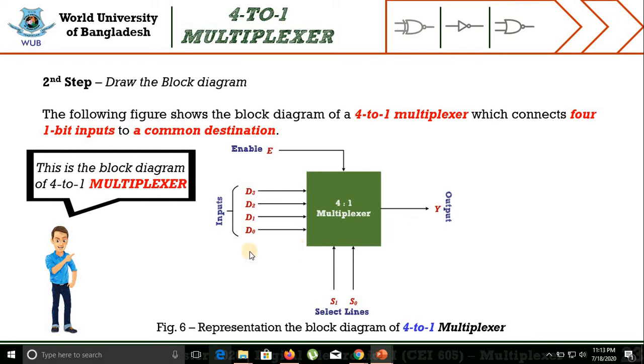In the left section you may find two things. One is the inputs, symbolized by D0, D1, D2, D3, and another special type of input called enable, symbolized by E. In the bottom portion of the middle section you may find two select lines, symbolized by S0 and S1, and in the right section there is only one thing, which is the single output. So let's move to the next step.